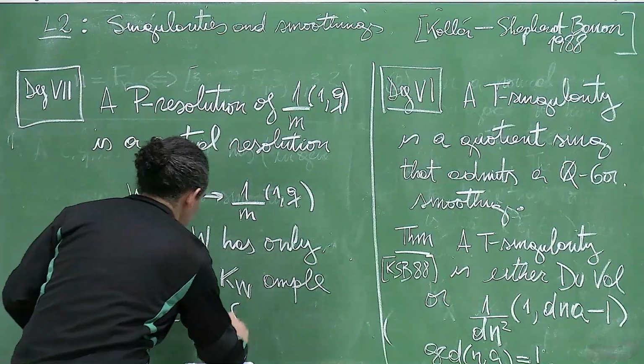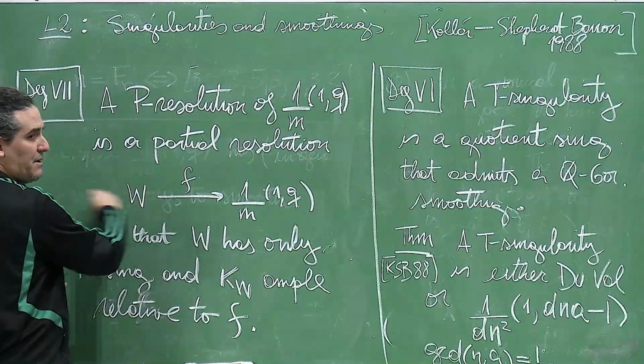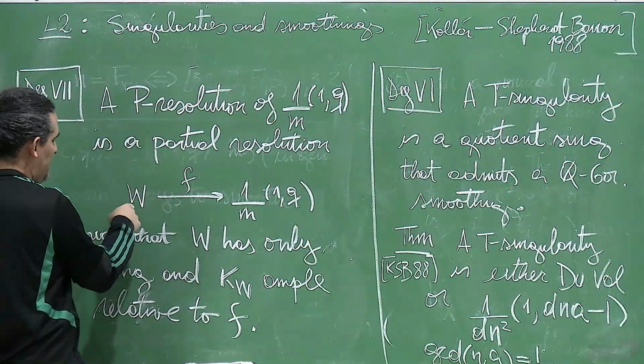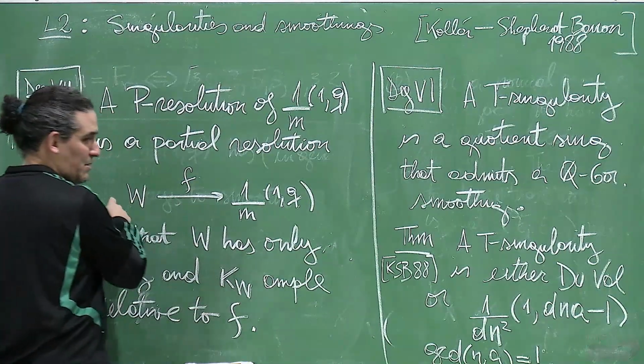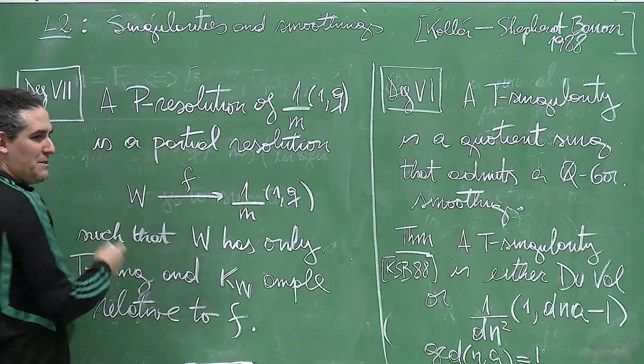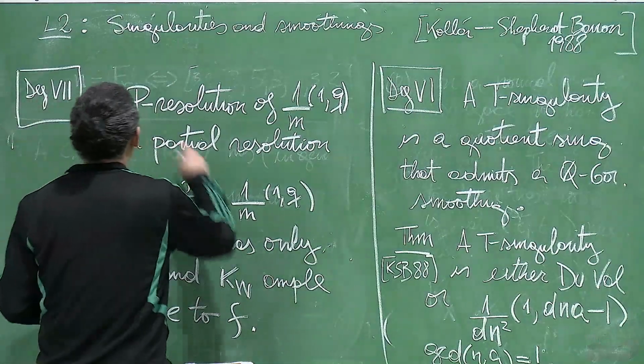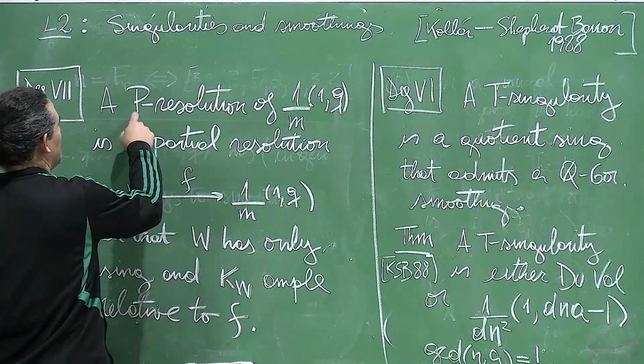That means when you intersect the exceptional curves with the canonical class, you get positive numbers. Remember that they might be rational, but positive, and not zero. And maybe this positivity is the reason for the name P resolution.